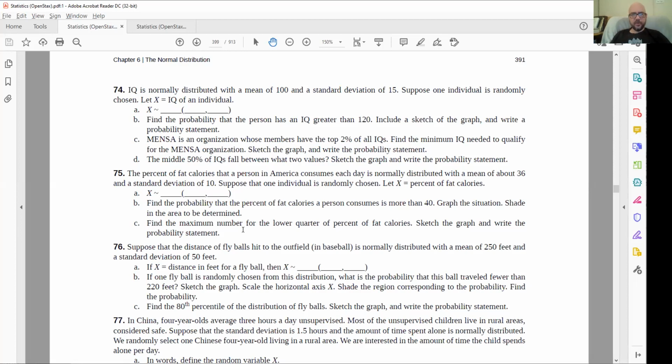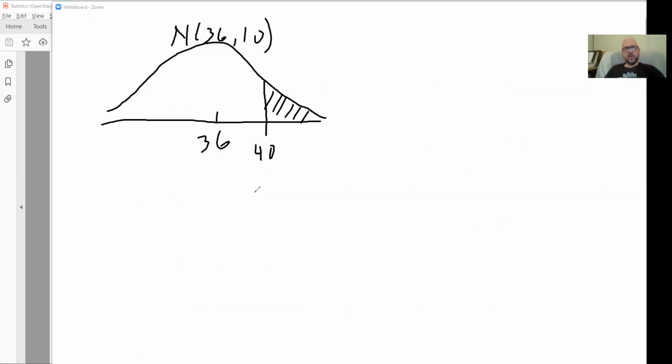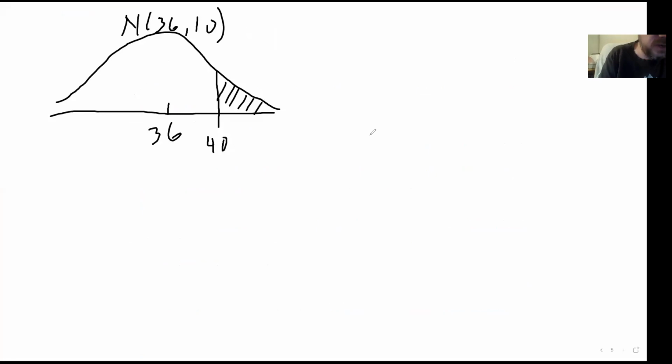Boy, that is awkwardly phrased. Sketch the graph and write the probability statement. I'm not totally sure what probability statement they mean. I think I might know, but let's do this. So the lower quarter. That means we're looking for whatever this number is, question mark here, that gives us an area of 25% down there, right?